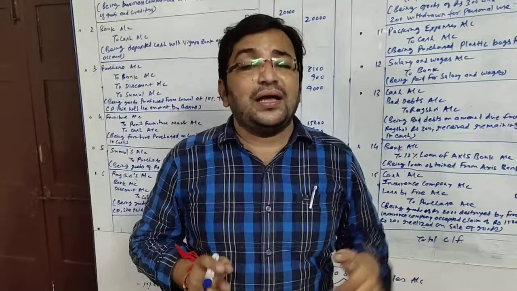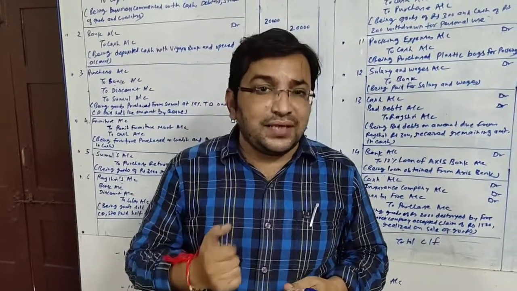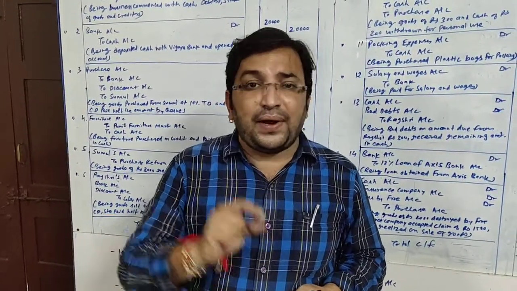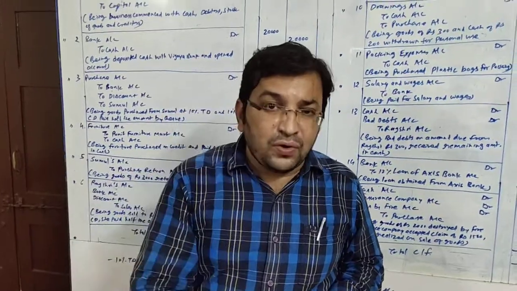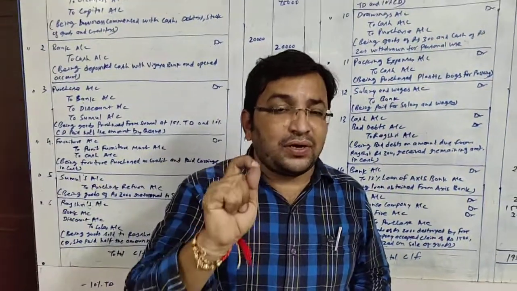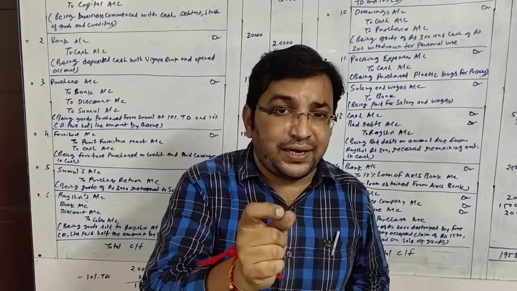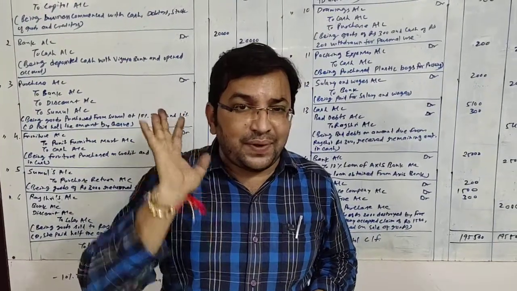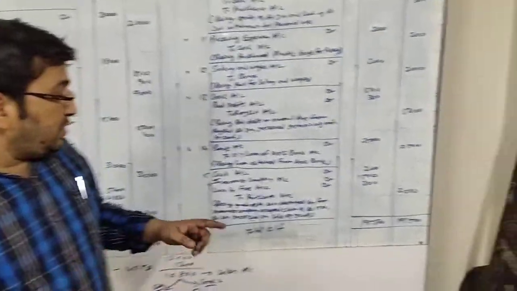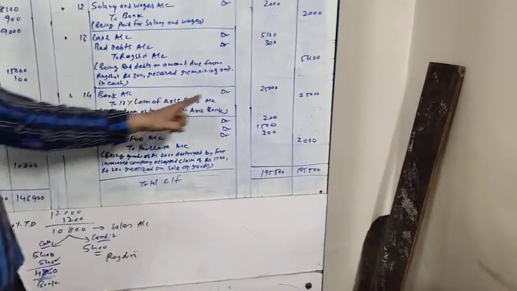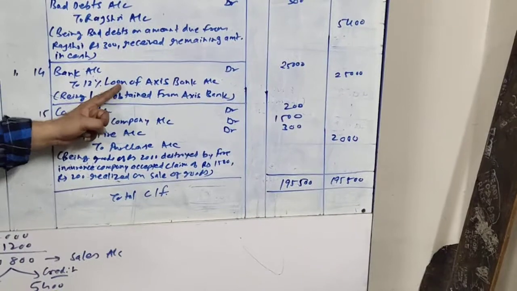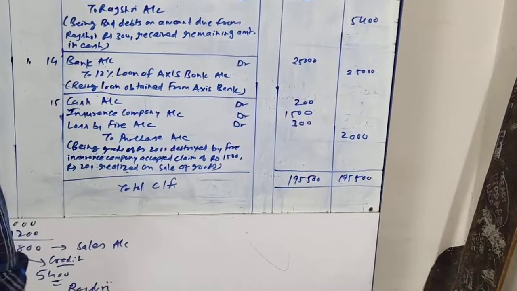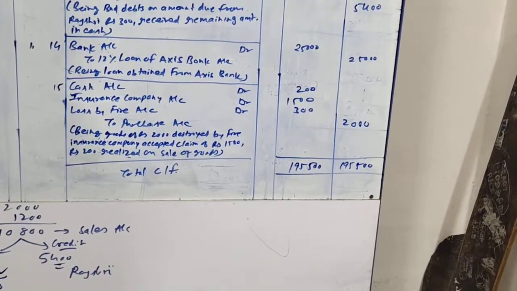So bank balance increases. Second, Axis Bank is the giver, so Axis Bank account will be affected, and we know when there is a loan, not only the person's name or institution name, it will be a loan account, right. So Axis Bank's loan account, or we can say loan of Axis Bank, will be affected. So here it is bank account debit 25,000 to 12% loan of Axis Bank 25,000. Okay, next transaction.